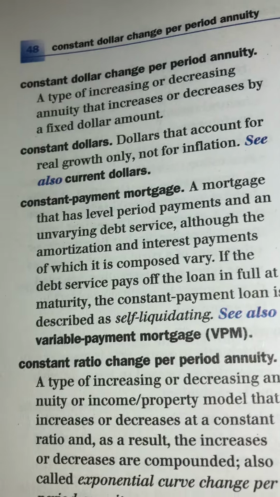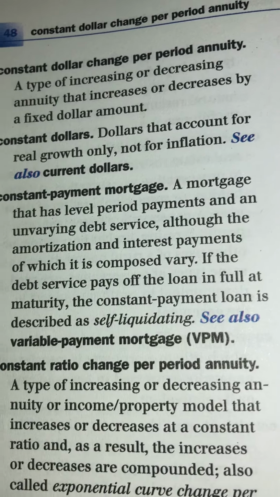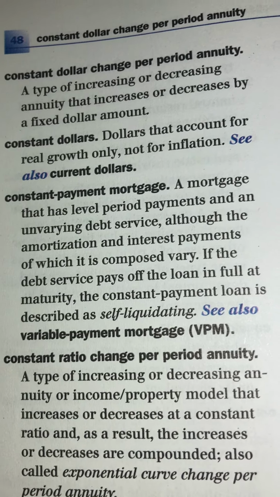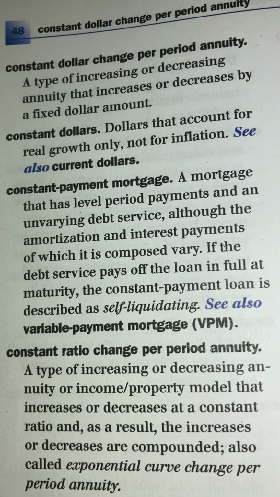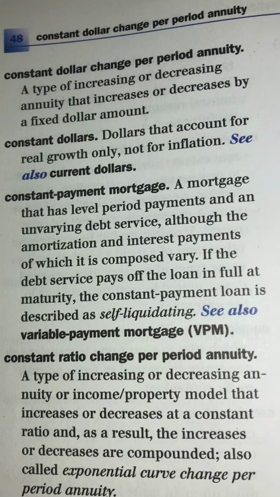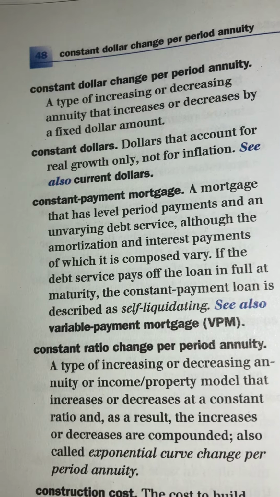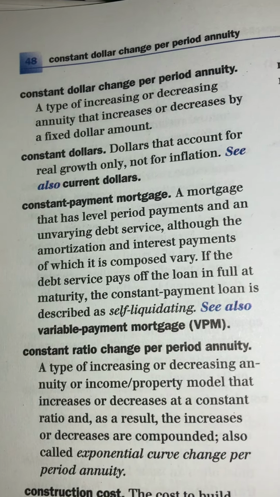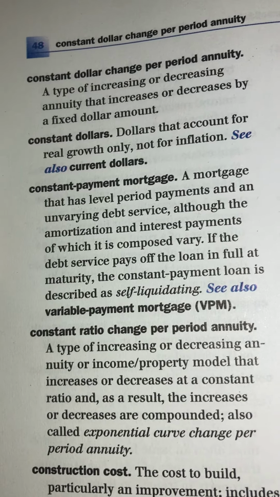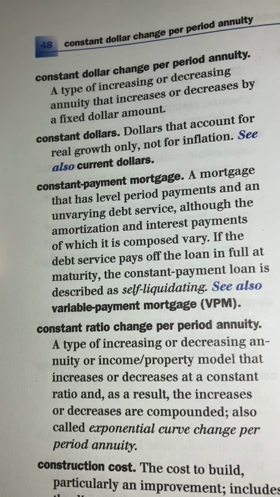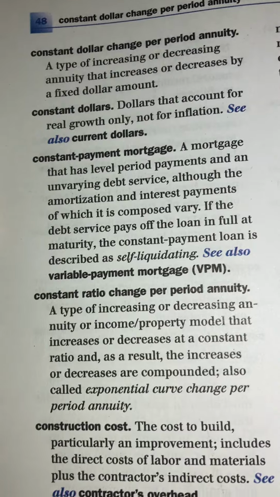Constant payment mortgage. A mortgage that has level period payments and an unvarying debt service, although the amortization and interest payments of which it is composed vary. If the debt service pays off the loan in full at maturity, the constant payment loan is described as self-liquidating. See also variable payment mortgage, VPM.